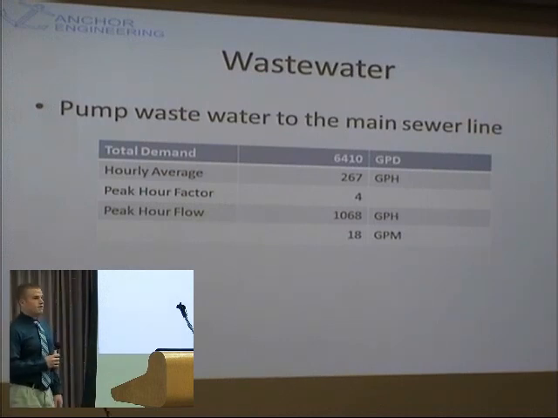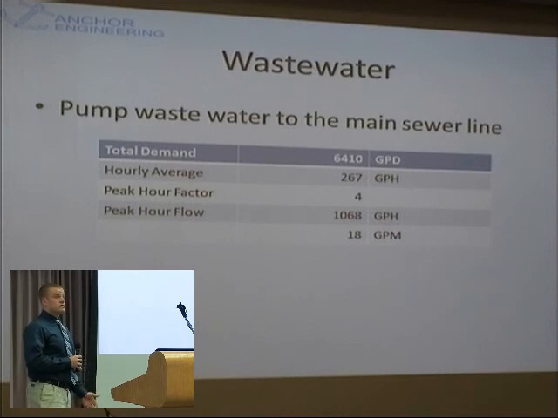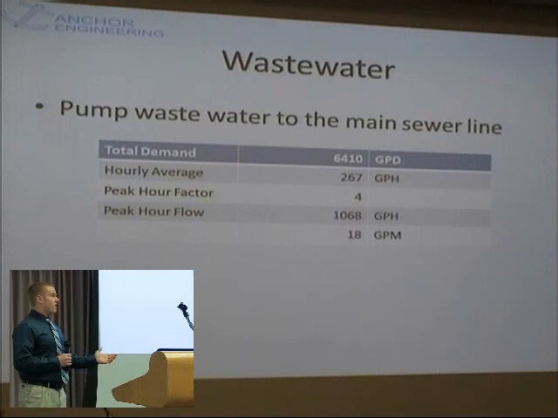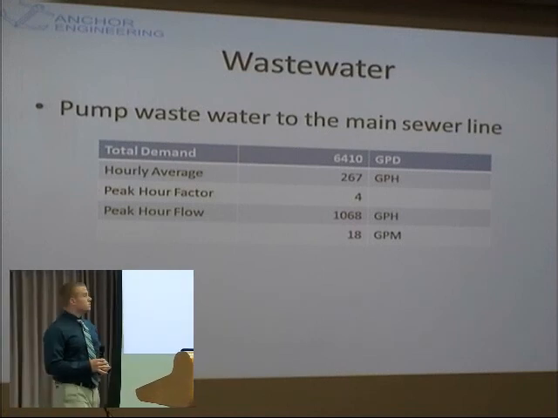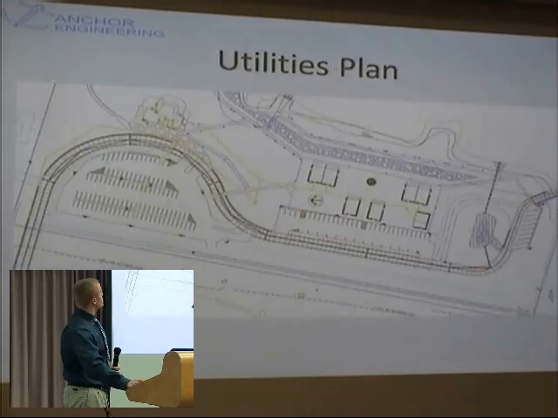This was the total demand for the site. We had about 6,500 gallons per day, which broken down per hour isn't very much. We had a peak hour factor for such a low population zone of 4, which makes our peak hour demand very high. And we need to pump 18 gallons per minute at the peak hour. This is important for the pump design that I had to do later on.